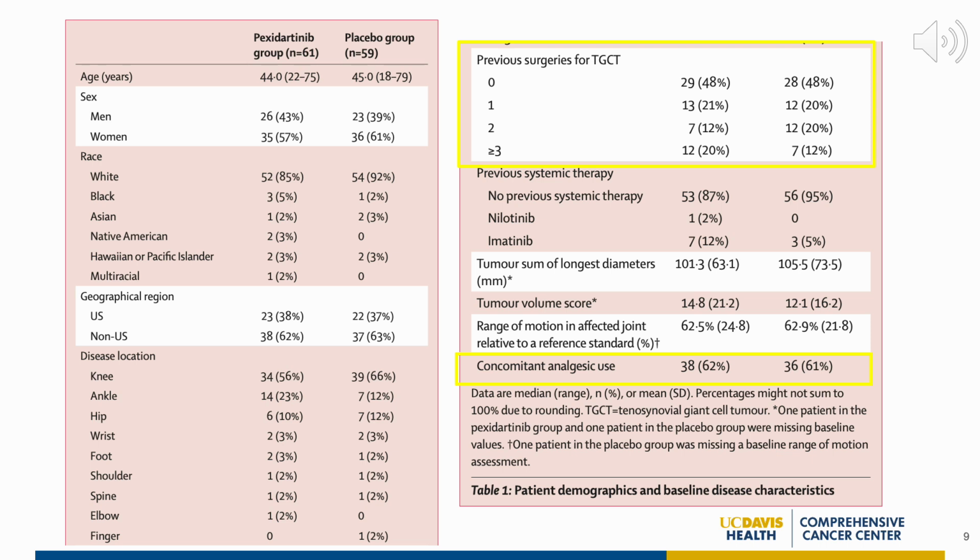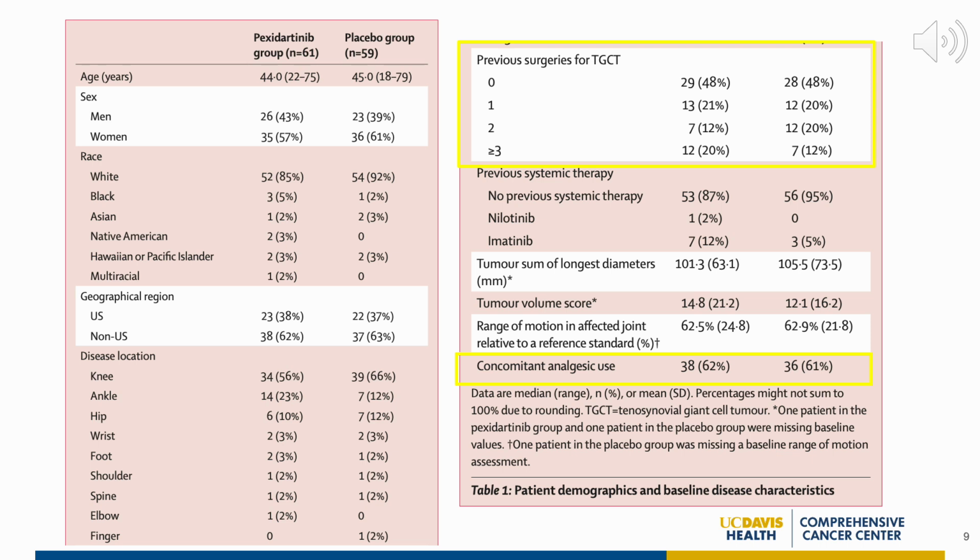And then one thing that I want to point out is a lot of these people had already had a lot of surgeries for TGCT and had to have treatment before, right? So this is how many surgeries did people have? And you can see, 20% had had one, and some people had had 3 or more surgeries already for their TGCT. Okay? And then a group of them had already received imatinib in the past. And the one other thing I want to point out is that a lot of these people, about 60%, were taking pain medications every day, right? So very symptomatic from their disease.